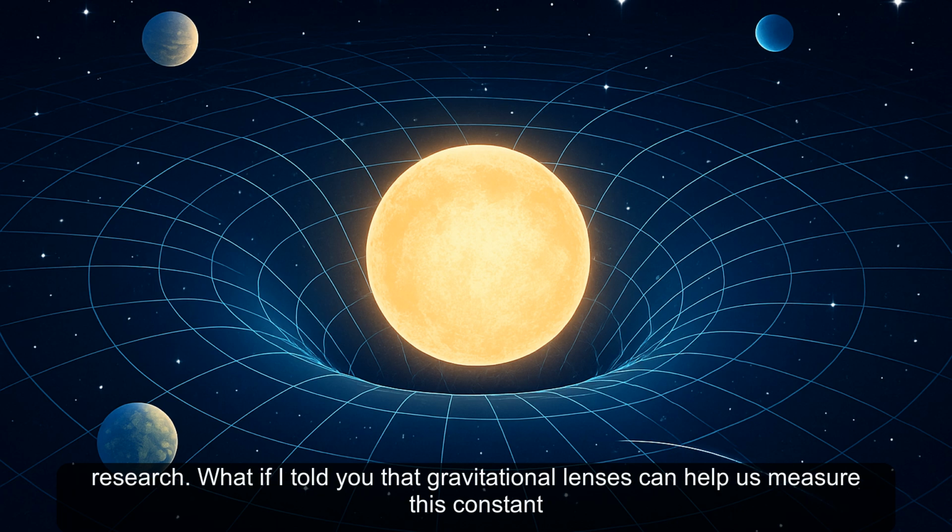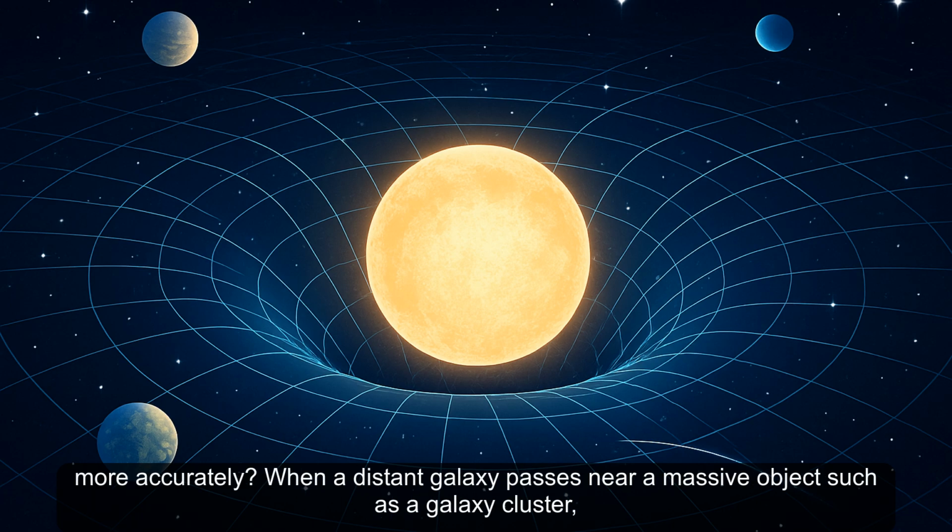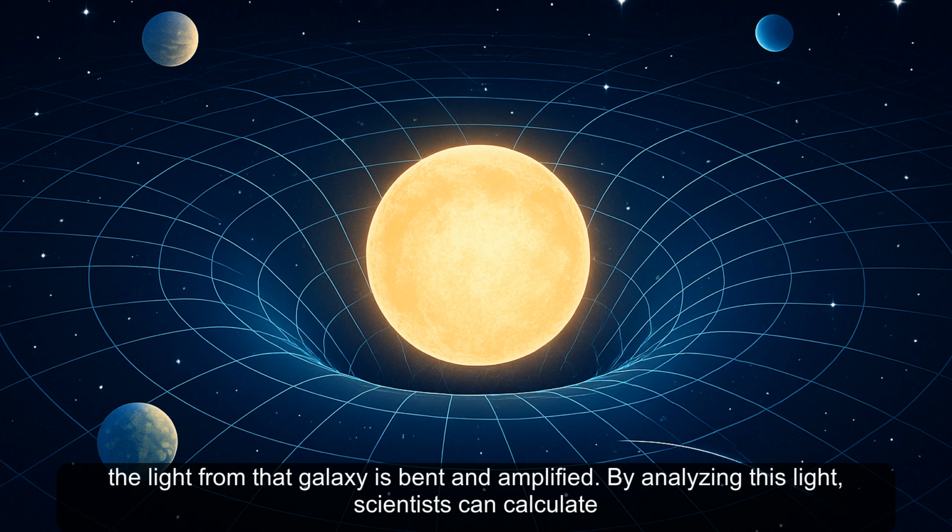What if I told you that gravitational lenses can help us measure this constant more accurately? When a distant galaxy passes near a massive object such as a galaxy cluster, the light from that galaxy is bent and amplified.